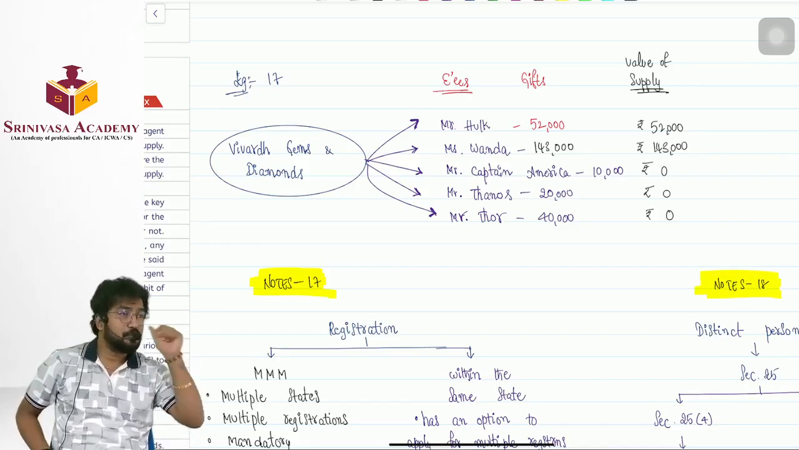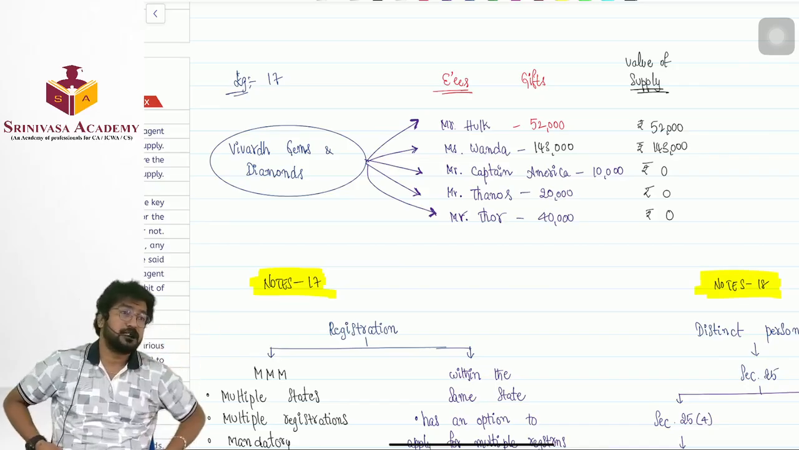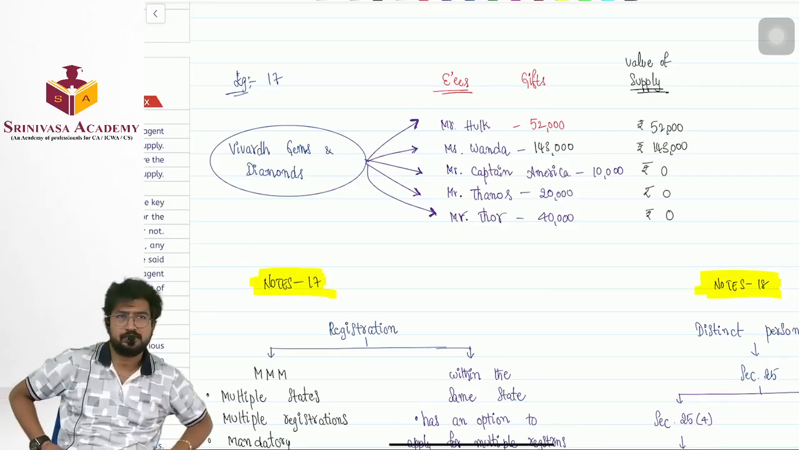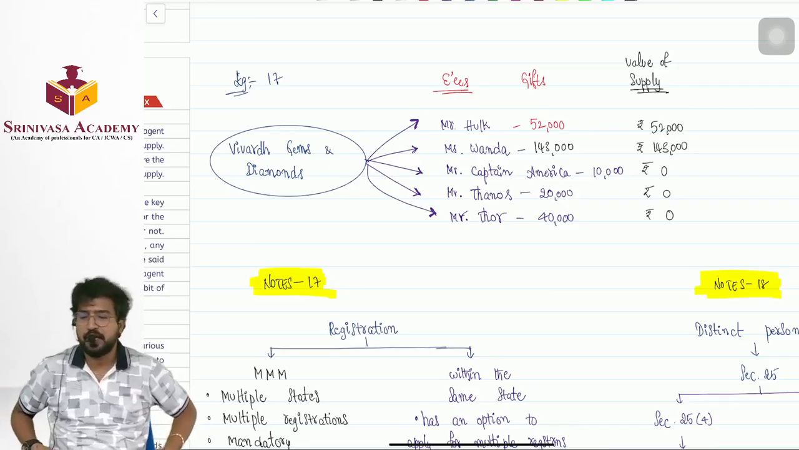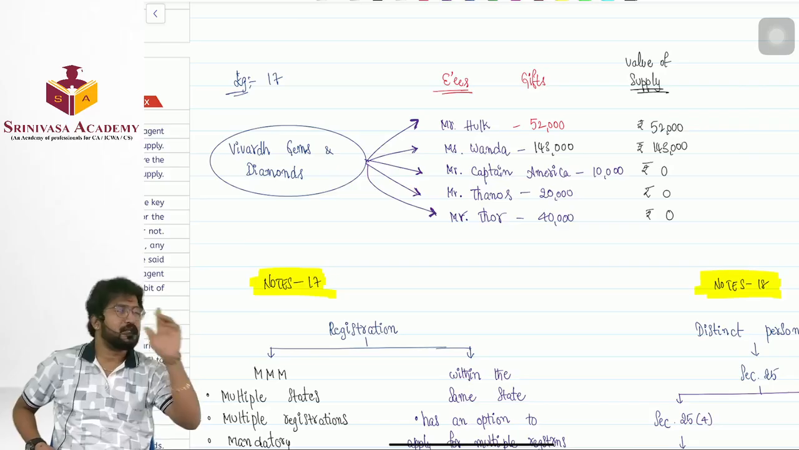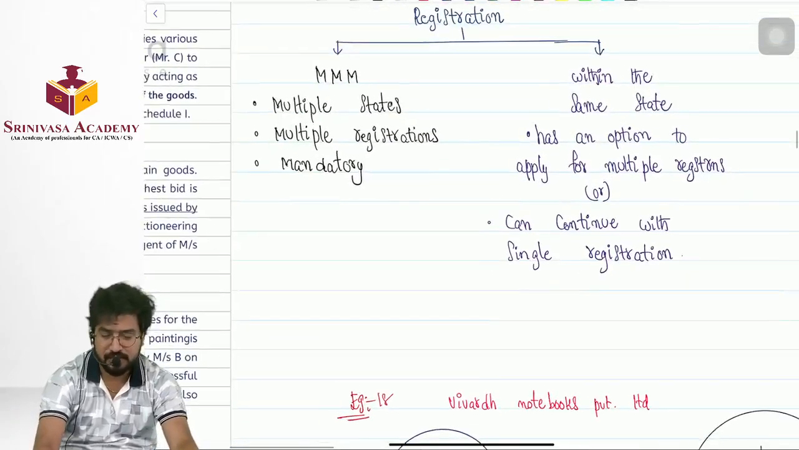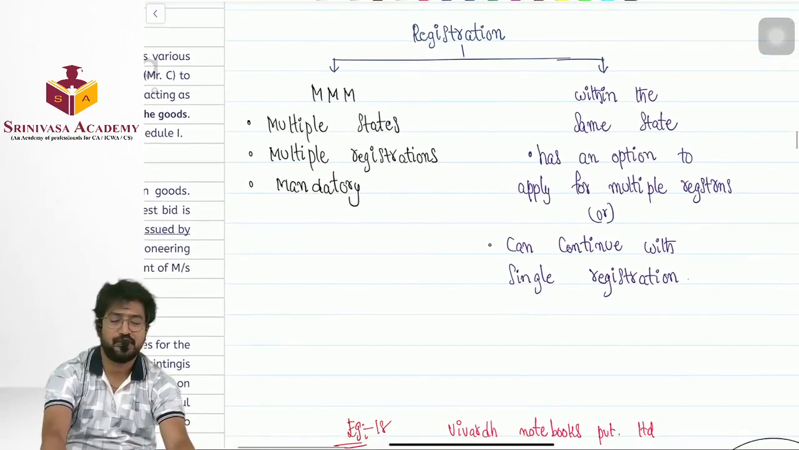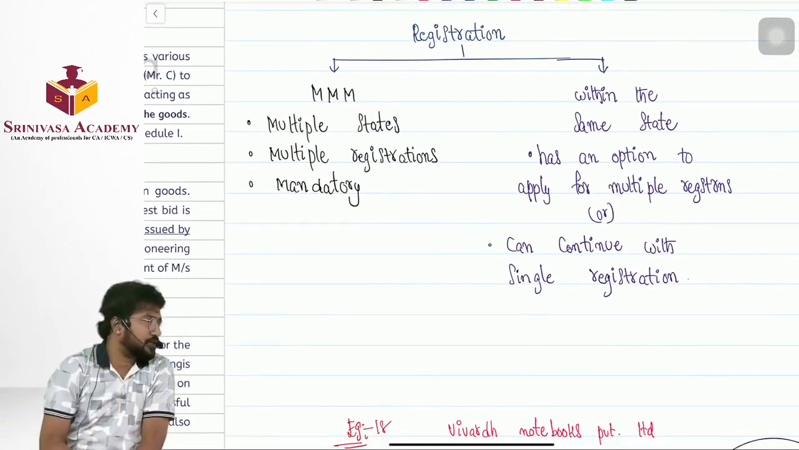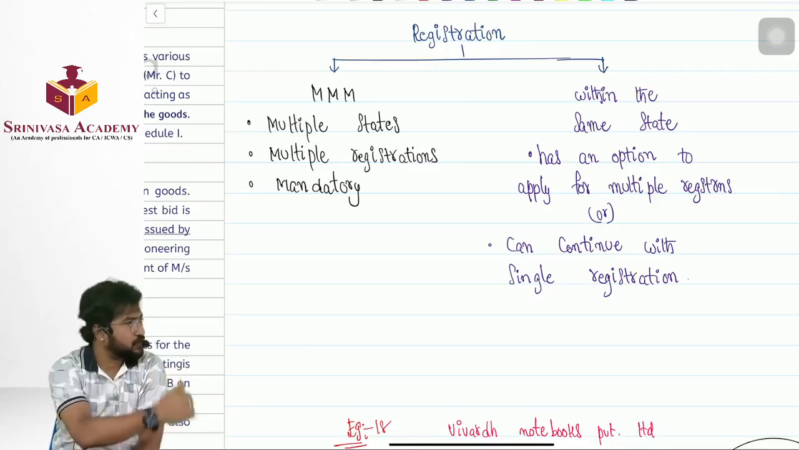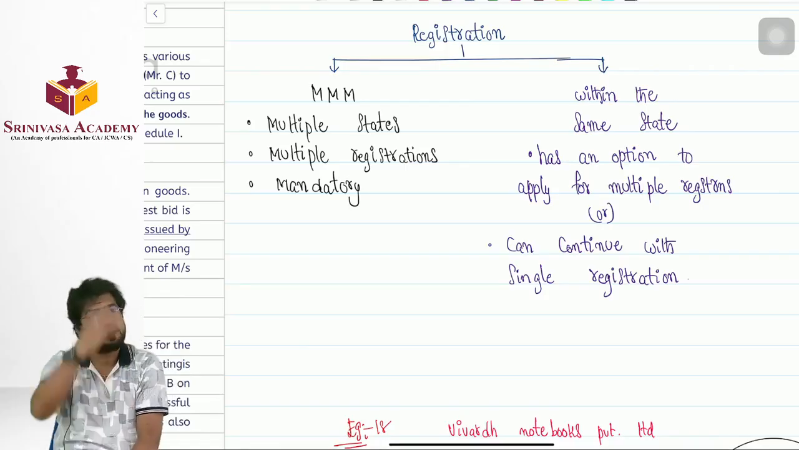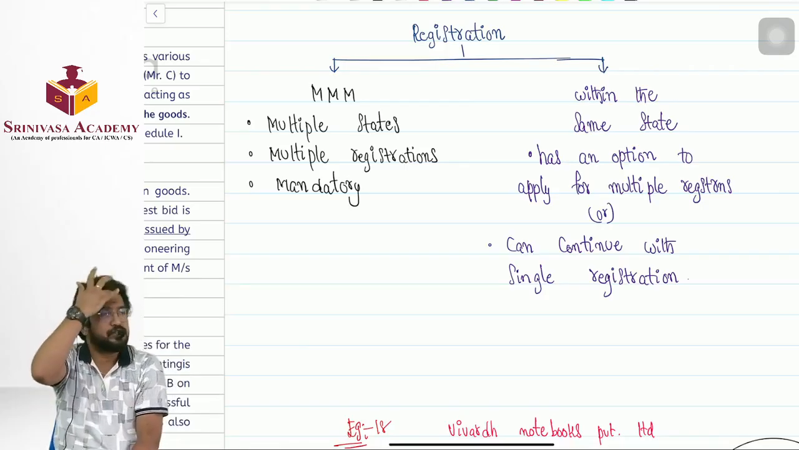Now we have discussed the related person meaning, but there is one more meaning: distinct persons. Do you remember distinct persons? Section 25, subsection 4 and subsection 5. With respect to registration, you should remember this. Multiple states, multiple registrations are mandatory. Wherever you are doing business, in those states you should take registration. But within the same state, can you take multiple registrations? That is up to your will and wish, if you want to take it.